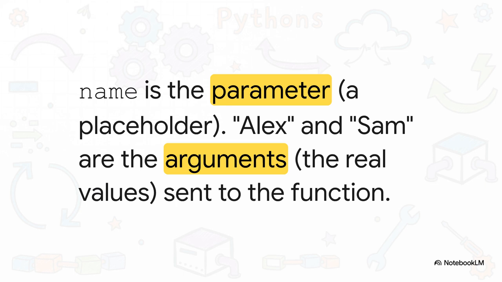Not do the exact same thing every time. That's where parameters come in. Think of a parameter like a blank space in a form. Here, name is our parameter. It's just a placeholder. The actual info we fill in when we use the function, like Alex or Sam, that's called the argument.